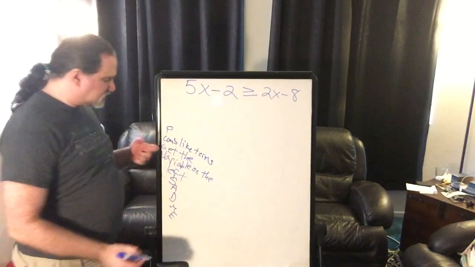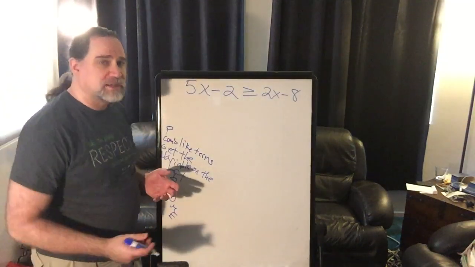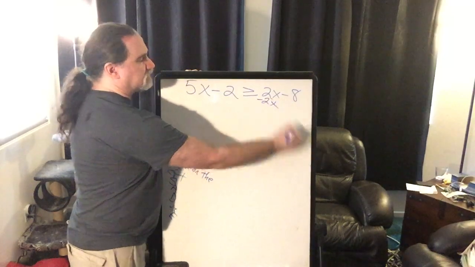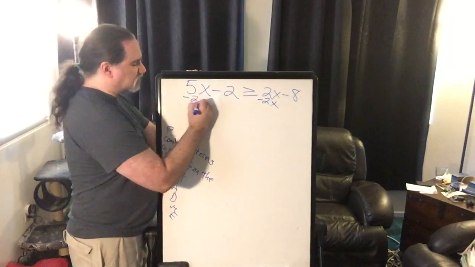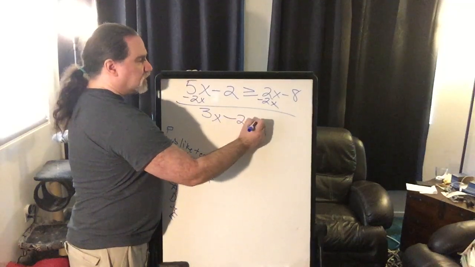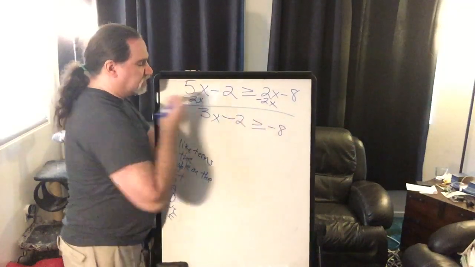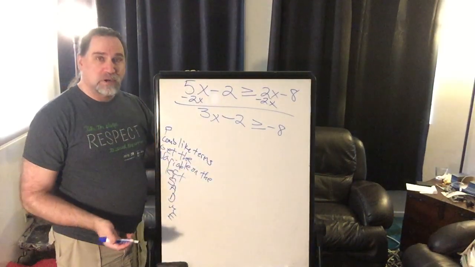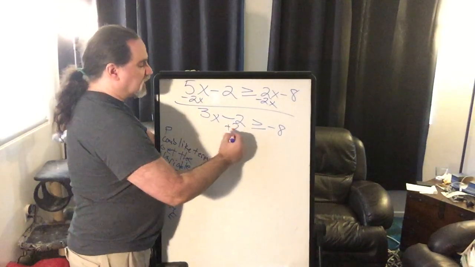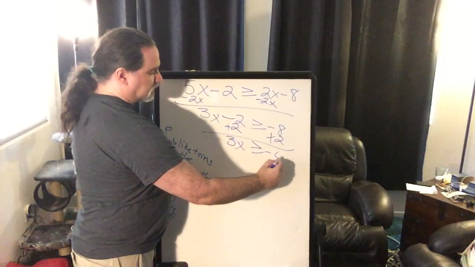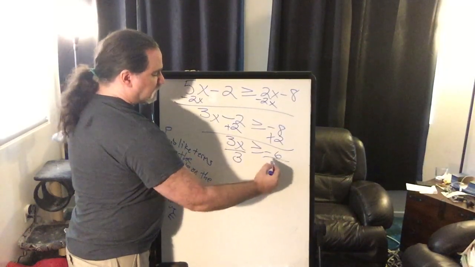And now I have this step, getting the variable on the left-hand side. That just means I'm getting rid of this one. No matter what it is, I'm going to get rid of it. In this case, I'm going to subtract 2x from both sides. That gives me 3x minus 2 is greater than or equal to negative 8. And now I'm down here in the sad me part. So I'm going to add 2 to both sides. 3x is greater than or equal to negative 6. I'm going to divide by 3.